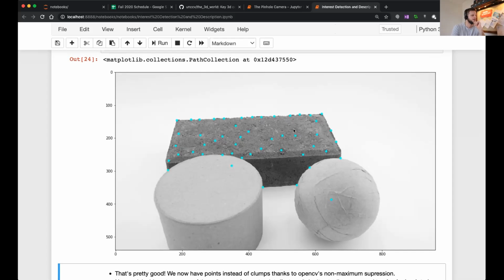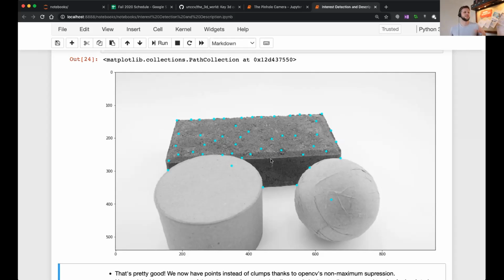Now, a few things, right? So Sai is asking, why does the brick have so many points on it? Yeah, does anyone have an idea? So remember, this is based on Moravec's idea, which is that if I take a little image patch and I take a copy of it and I slide it around, it's going to have a big difference, right? Why does the brick have a stronger signal, right? Does anyone know the answer to Sai's question? Why does the brick have so many points?